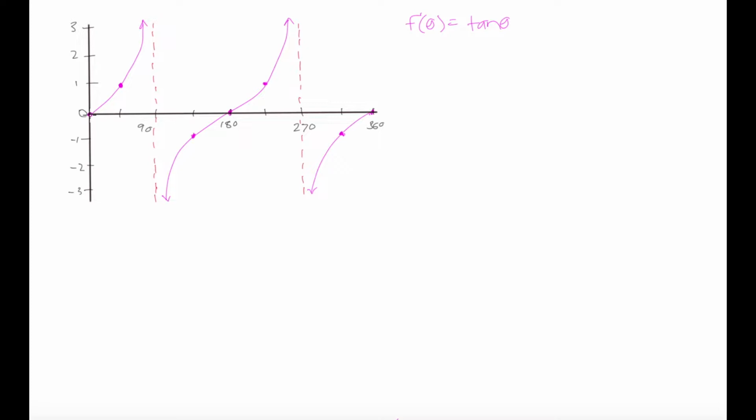What we have here from 0 to 90 is just half of our tan graph. We have the second half of our tan graph here. And over here from 270 to 360, we've got another half of our tan graph, the first half of our tan graph.